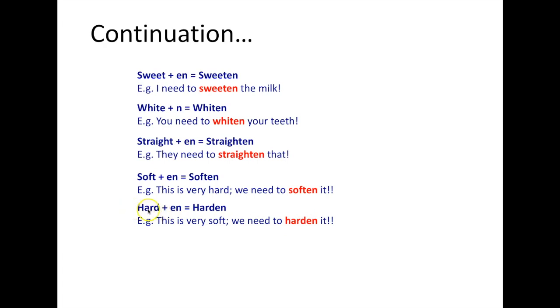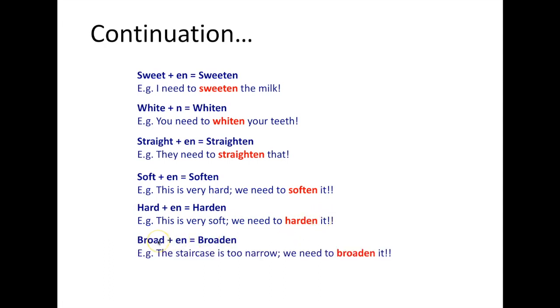Aquí tenemos el adjetivo hard, que significa duro. Cuando le adicionamos en, obtenemos harden, que significa endurecer. So, este es el ejemplo. This is very soft, we need to harden it. Esto es muy suave, tenemos que endurecerlo.